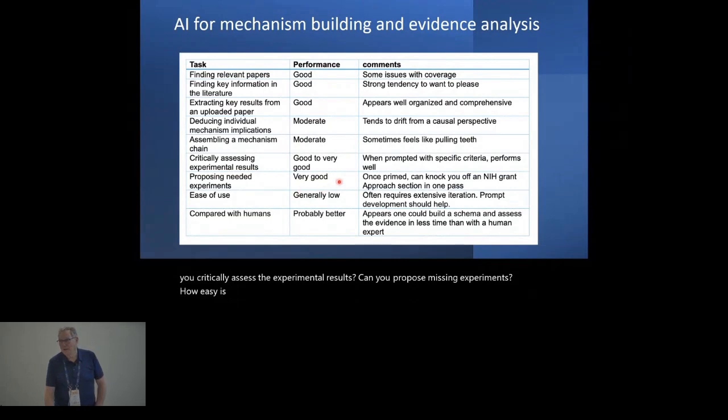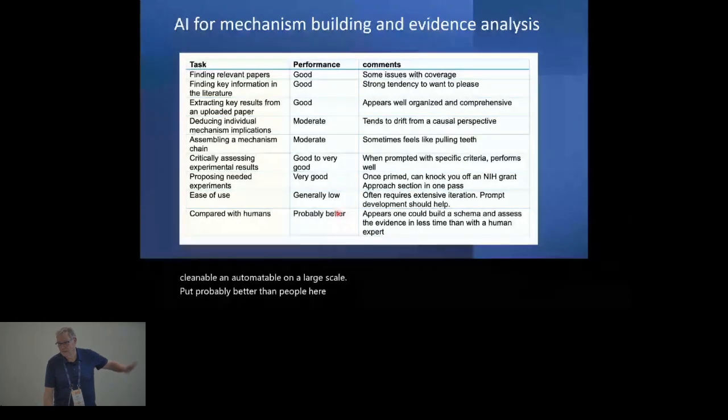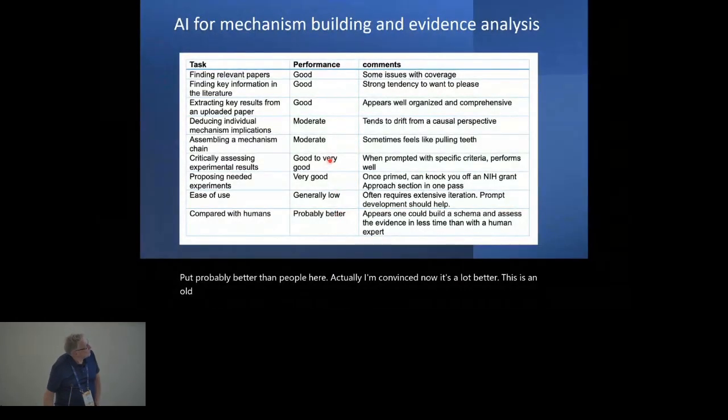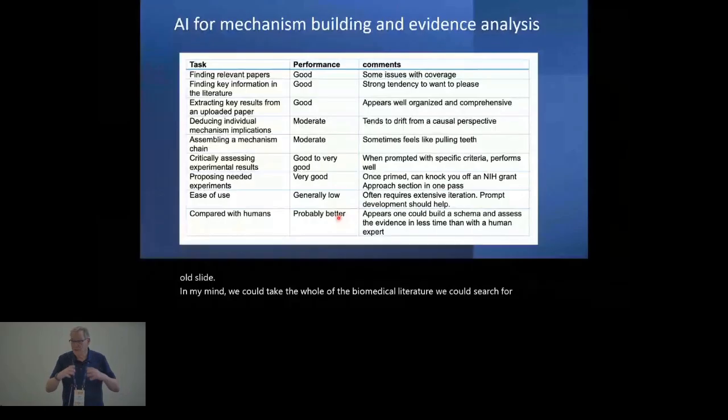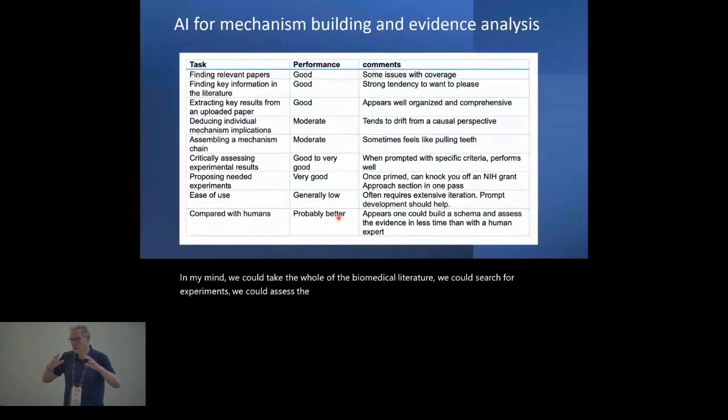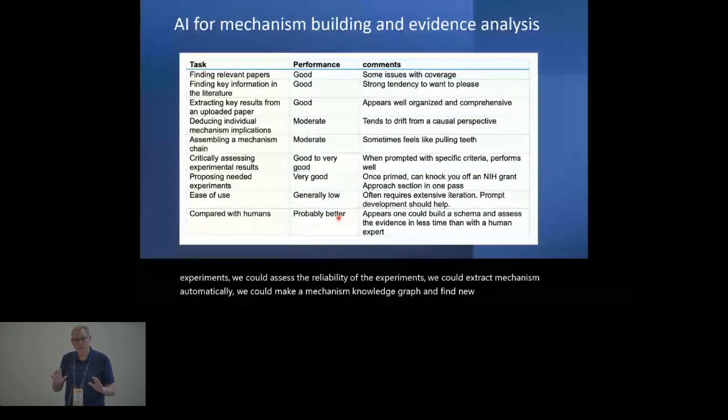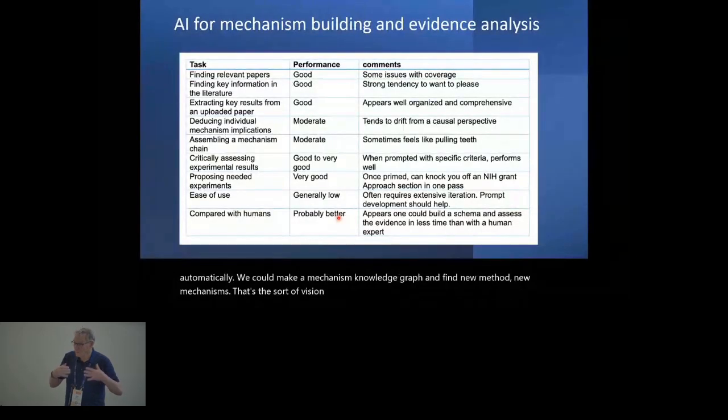Generally low. In our hands, it takes forever, but this is obviously clearly cleanable and automatable on a large scale. I put probably better than people here. Actually, I'm convinced now it's a lot better. This is an old slide. In my mind, we could take the whole of the biomedical literature, we could search for experiments, we could assess the reliability of the experiments, we could extract mechanism automatically, we could make a mechanism knowledge graph and find new mechanisms. That's the sort of vision here. It's obviously a ways to go with development, but I think that's really the future.